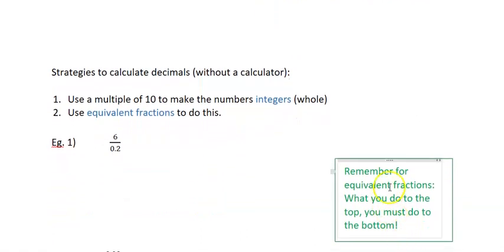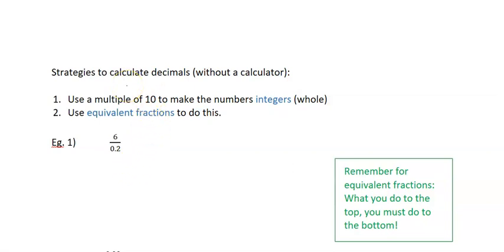And we have a little rule. Whatever you do to the bottom, you must do to the top. So let's have a look at this in action. 6 divided by 0.2. Now, dividing by 0.2 isn't as nice as dividing by other numbers. So instead, I want a multiple of 10.